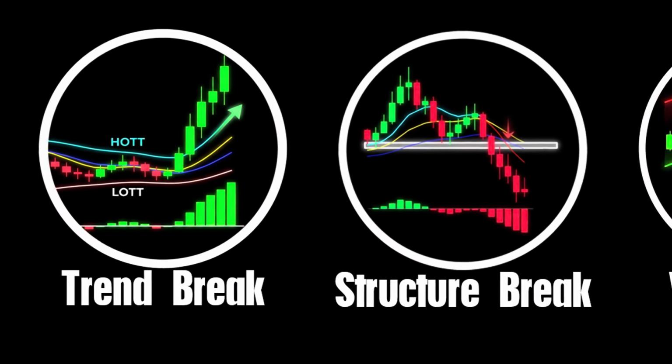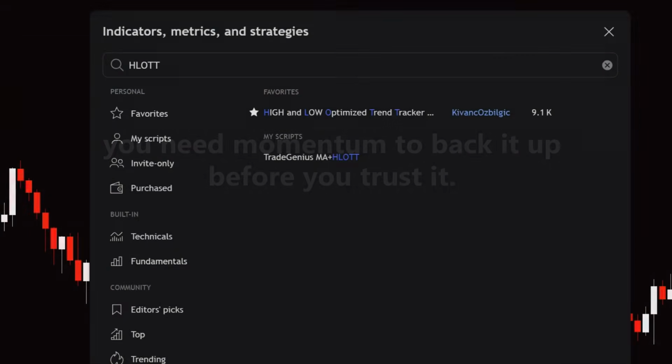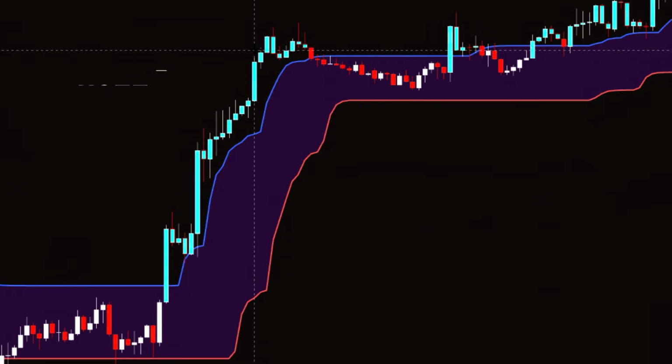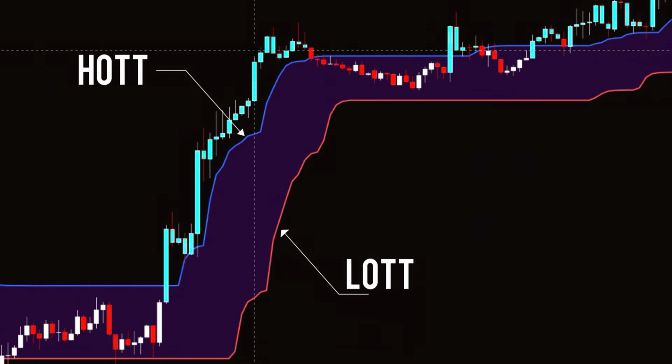Trend break momentum strategy. A trend line breaking doesn't mean much on its own. You need momentum to back it up before you trust it. That's exactly what this combo does. HLOTT, the high and low optimized trend tracker, plus two lines on your chart, the HOTT and the LOTT. And we're keeping it on the default settings.